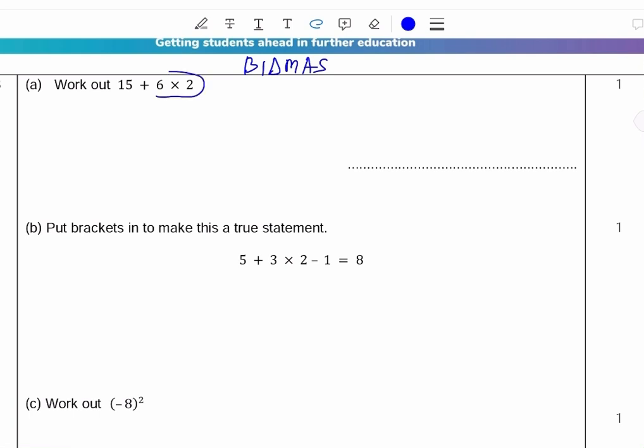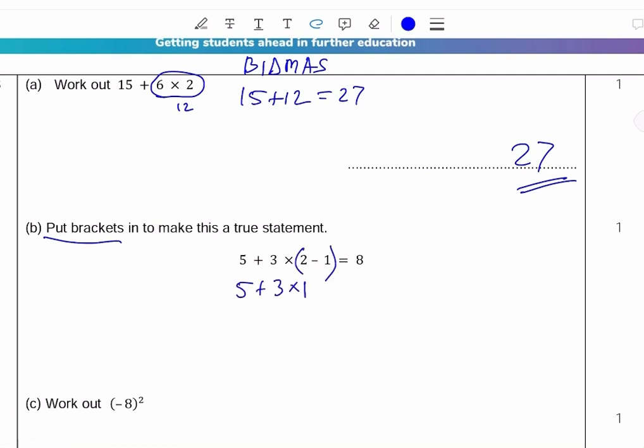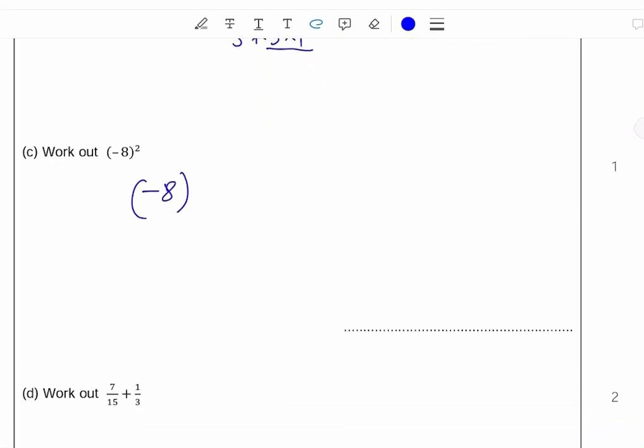Okay, next question on BIDMAS. We have to do the multiplication first, and you get 27. Put the brackets between 2 and 1, and you will get the right answer. Work out the square of -8. It means you multiply two negatives, so your answer is going to be positive.